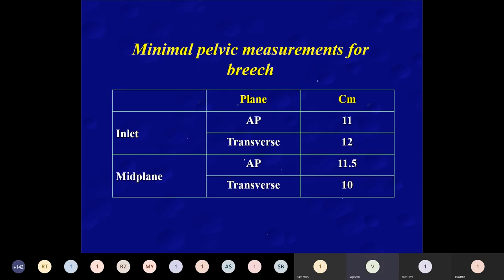So this is the slide showing you minimal pelvic measurements for breech approximation. At the inlet, the AP should be 11 centimeters and transverse should be 12 centimeters. For the midpelvis, the AP should be 11.5 and transverse should be 10 centimeters.